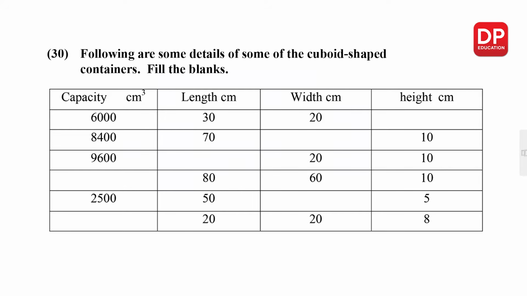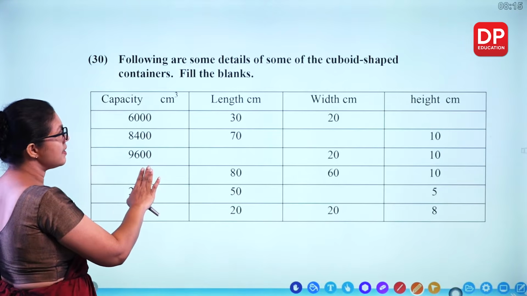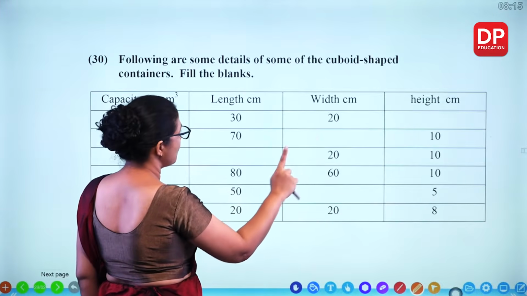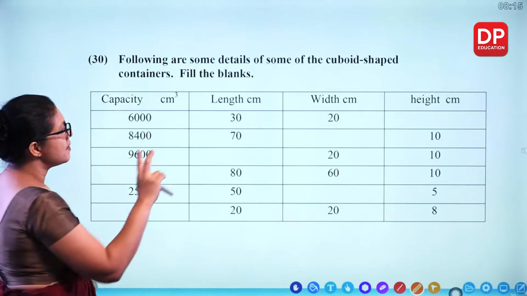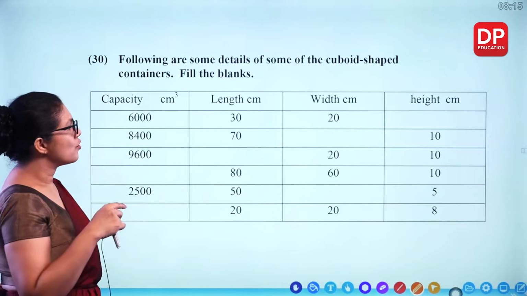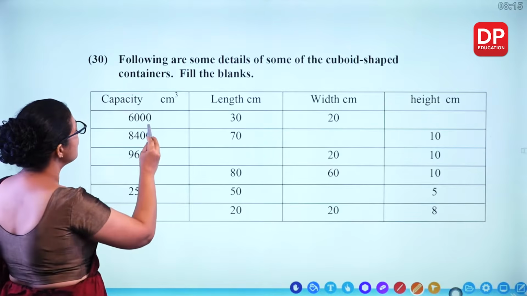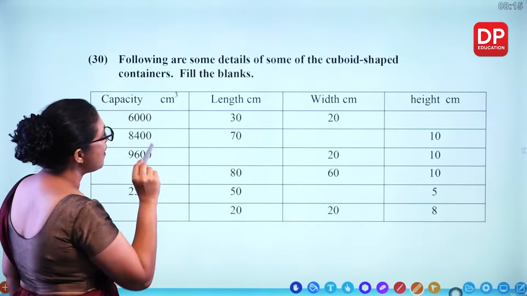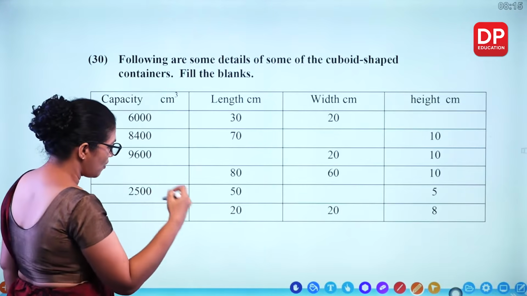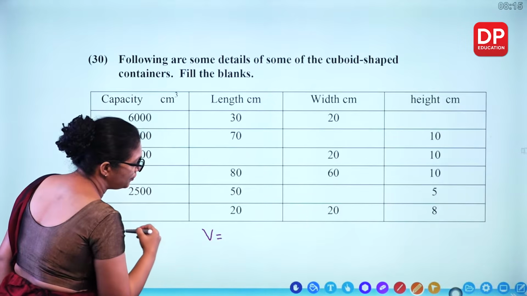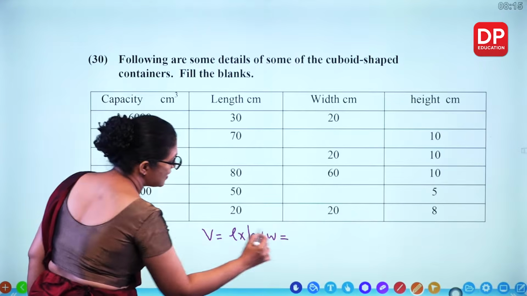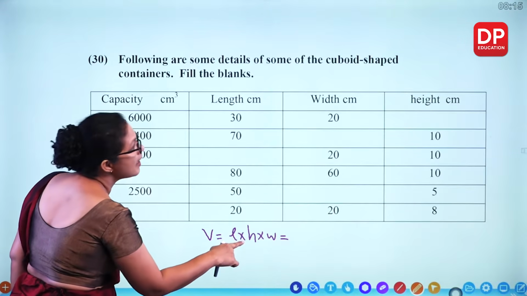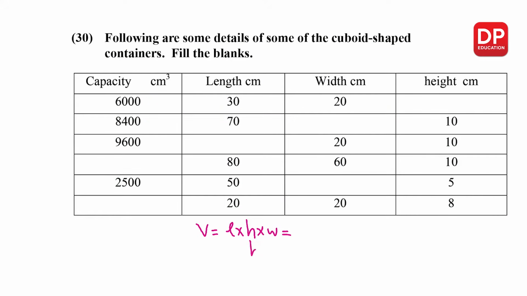Following are some details of some of the cuboid shaped containers. Fill the blanks. This is the capacity, length, width, and you have to fill some of the gaps. So how do you find out? All these are in centimeters and here cubic centimeters. So you can divide. We'll do the first one. Capacity divided by 30 and 20, you get the height. Why? Because volume is equal to length times width times height. If that's V, how do you find out H? If you want H, you can divide V by L and W.